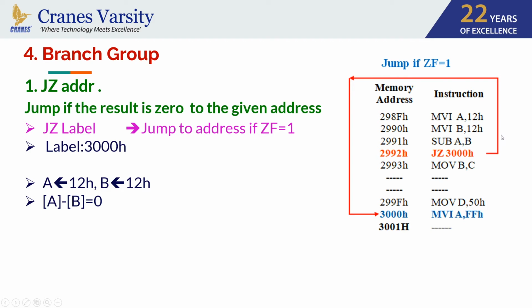Now I can give an instruction JZ, that means jump if the zero flag is set. When the result is 0, the zero flag is going to be set. When this condition exists, I can provide the instruction JZ. When I give a JZ, control is going to pass to the mentioned address. So here I am giving JZ 3000. When this condition exists, control is going to move to 3000H.